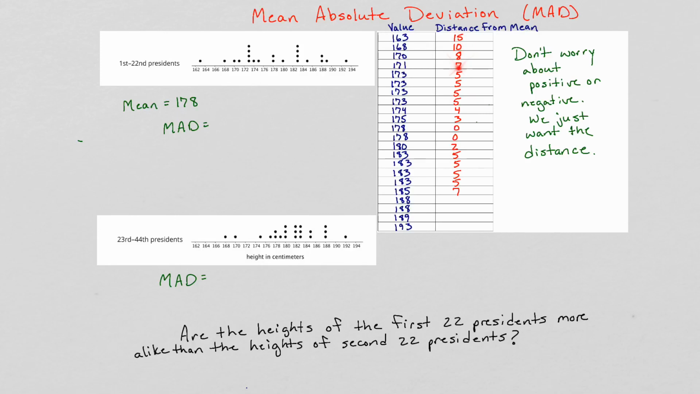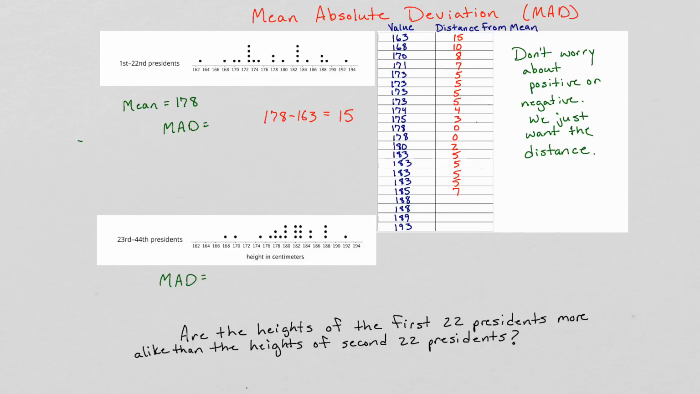And then we remember our mean is 178. Well, what we're putting in this column are the differences between the mean and this value. In other words, 178 minus 163 equals 15. So that's how we got that value. The 15 there, that's the 15 here. And we do that for each one. So we get 10, 8, 7, 5, 5.